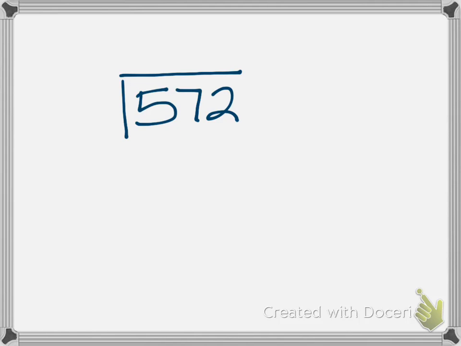One more example. Again, choosing any random numbers. I'm going to choose 572 divided by 7. Right now I don't see any basic facts that pop out, so I'm going to circle the furthest 2 digits. I'm going to say, well, I know 7 times 7 is 49, but I also know that 7 times 8 is 56, and that gets me really close.